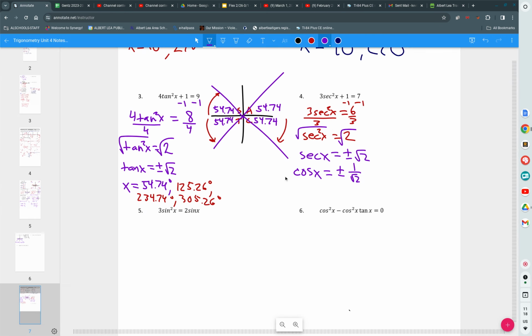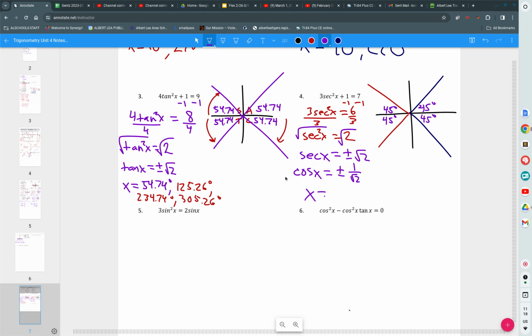So it says cosine is positive and negative. So how many solutions are you going to have if it's positive and negative? 4. Yep. It's positive in the first and the fourth. It's negative in the second and the third. And we put that 45-degree angle at each spot against the x-axis. That's my reference angle.